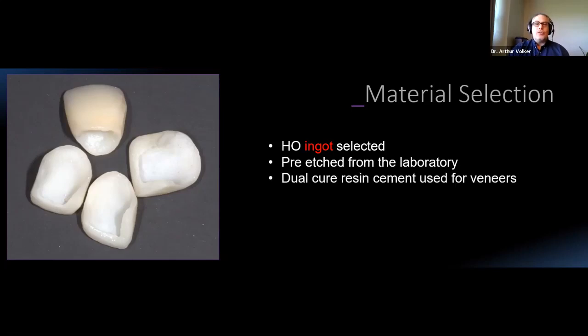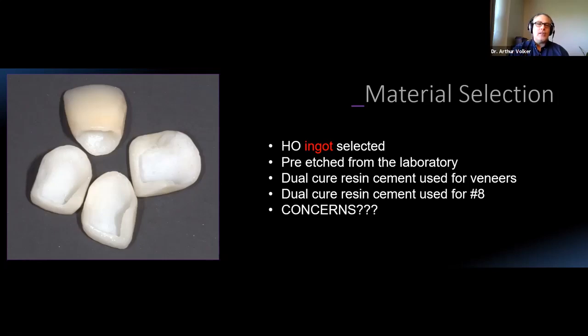Now, I did use a dual cure resin cement for veneers, and I also used a dual cure resin cement for number 8. And are there any concerns? Of course, the concern here, as we're finishing up, is that over time, with dual cure resin cement, because sometimes a tertiary amine is used to help stabilize the composite, it can yellow over time and show through.